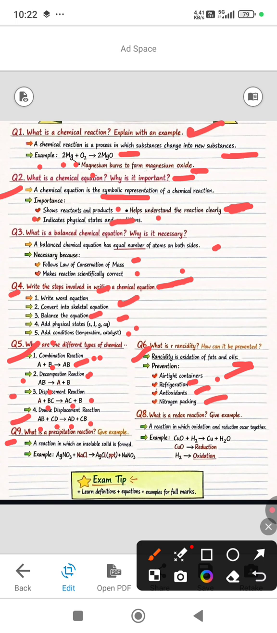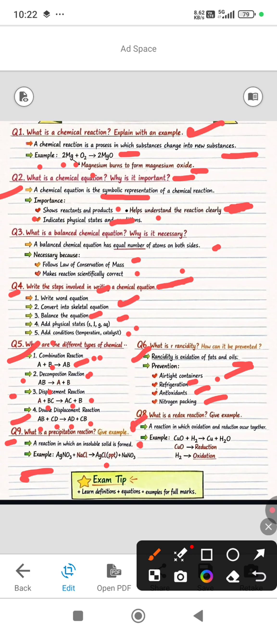Question number 7, what is precipitation reaction? Give example. A reaction in which an insoluble solid is formed is a precipitation reaction. Example, AgNO3 plus NaCl gives AgCl precipitate plus NaNO3. Here PPT means precipitate.